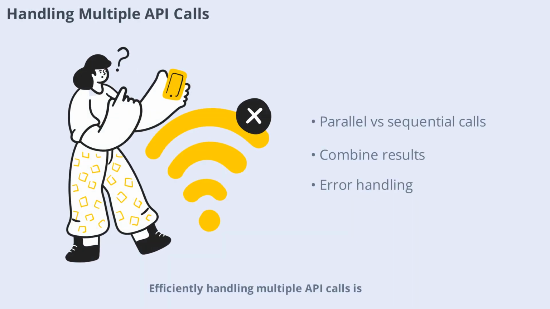Efficiently handling multiple API calls is a common challenge in Android development. You may need to make parallel or sequential requests and wait for all results before updating the UI. Interviewers look for your understanding of best practices, such as using coroutines, combining results, and handling errors gracefully. Demonstrating this skill shows your ability to build responsive and robust apps.